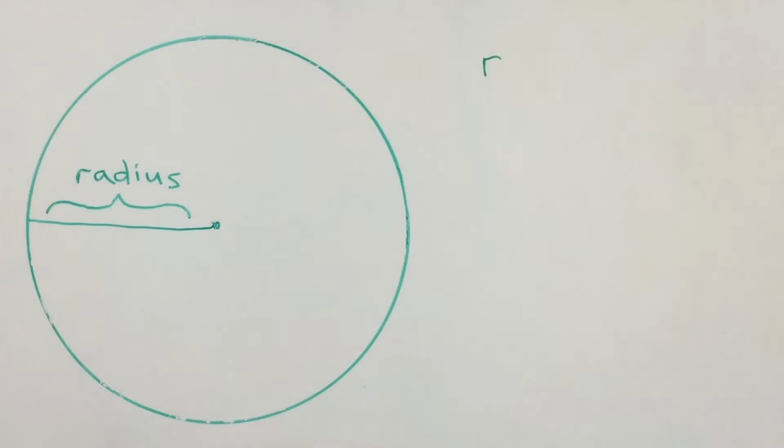Now, what if I drew another line in the opposite direction from the one I've already drawn? How long is this second line? Well, since it also extends from the center point of the circle to a point on the circle, it's got to be the same length as the first line I drew. In other words, it's also a radius.